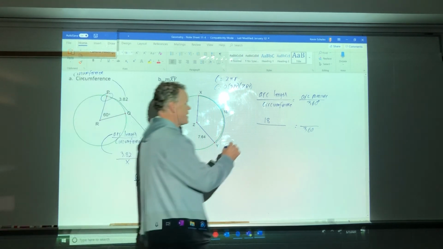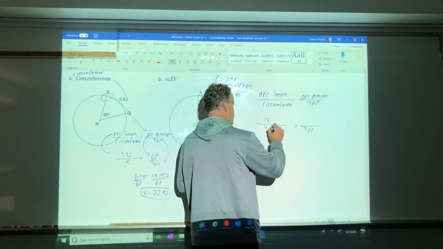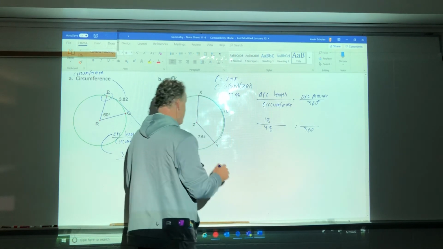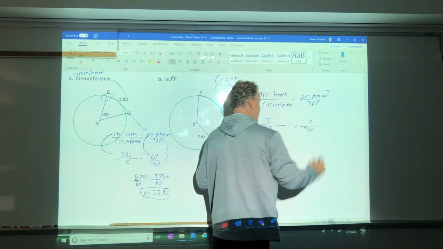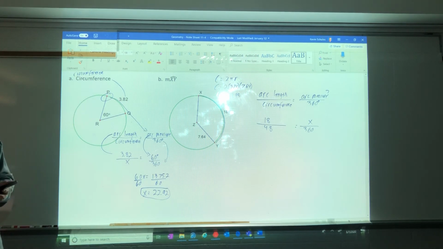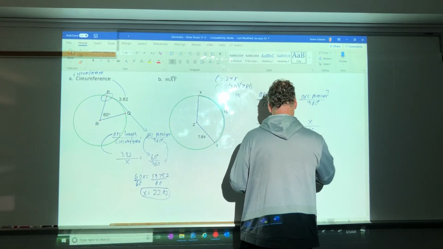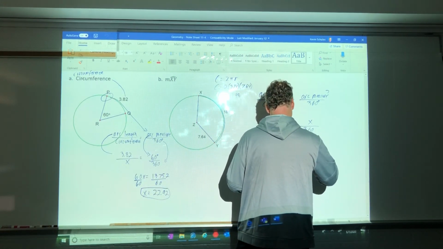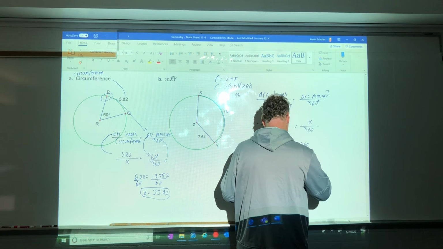We could just round that off. I'm going to round that to 48 just to make life a little bit easier. The arc measure, which is the same as my central angle, that's what we're trying to find here. That's what we don't know. So we'll make that our x. Now that we have it set up, all we do is cross multiplication. Okay, we've got our 18 times the 360. 18 times the 360 is going to give you 6,480. So we have 48x equals 6,480.